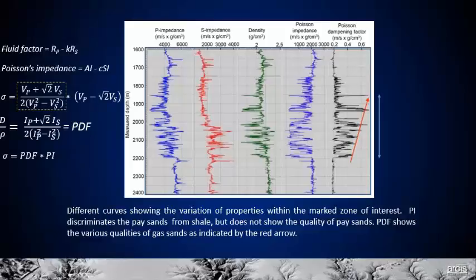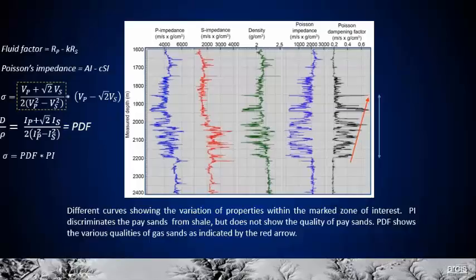And if you look at some of these curves, obviously this looks much better because individual units can be picked up better on this, but it doesn't give us much information about the quality of the face sands. So here is the Poisson's dampening factor, and it does indicate that the quality is increasing in this direction.